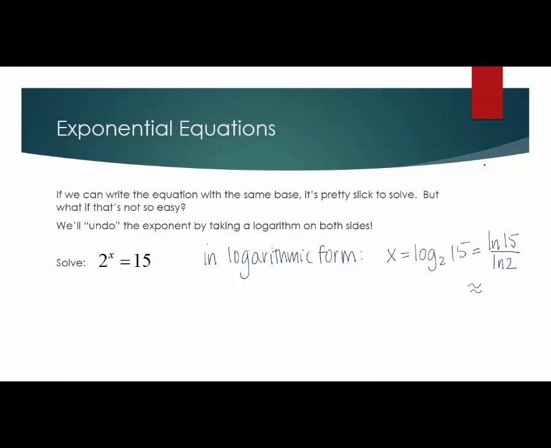The natural log of 15 divided by the natural log of 2 is about 3.907. And you can check if you take 2 to the power of 3.907. Well, 2 to the 4th is 16, so it seems like something a little less than 4 would work. You could plug it in and check it. We've got an exact answer and a decimal approximation. So one way we could solve this is just by rewriting it in logarithmic form. Let me show you another way.